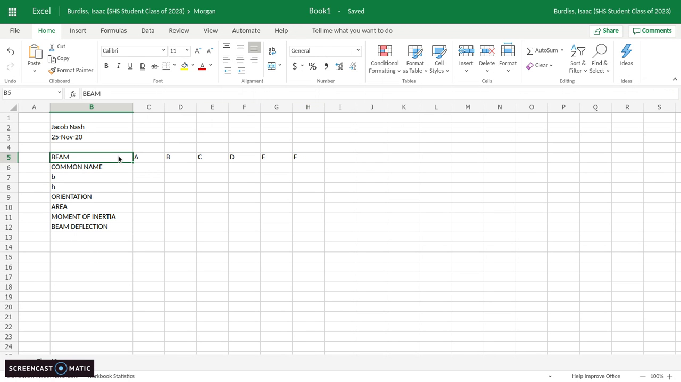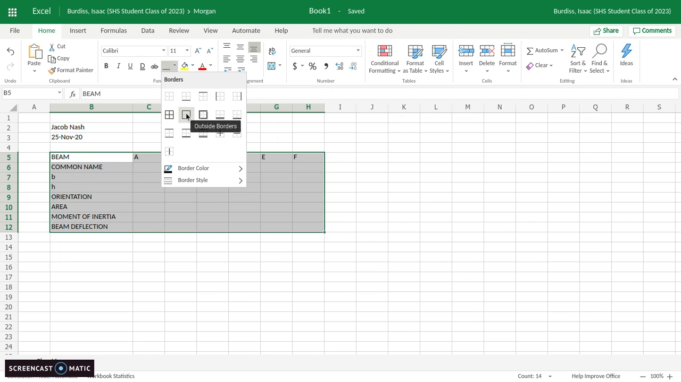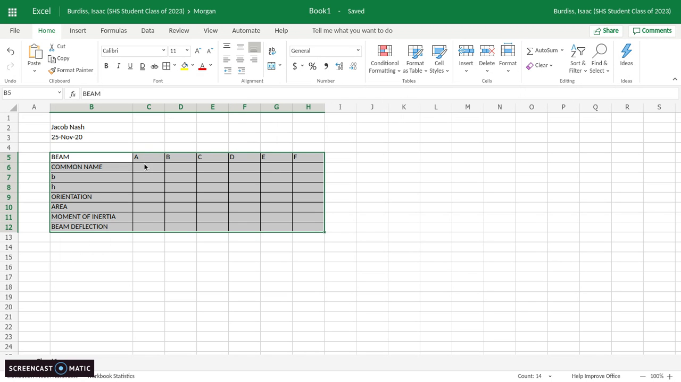Now you're going to want to do Shift down, highlight all these cells, then highlight all these cells, and this will be your table so we can make our graph. That's what this is about, doing our graph about moment of inertia versus beam deflection. So now, we need to make the cells bordered. Let's do all borders.